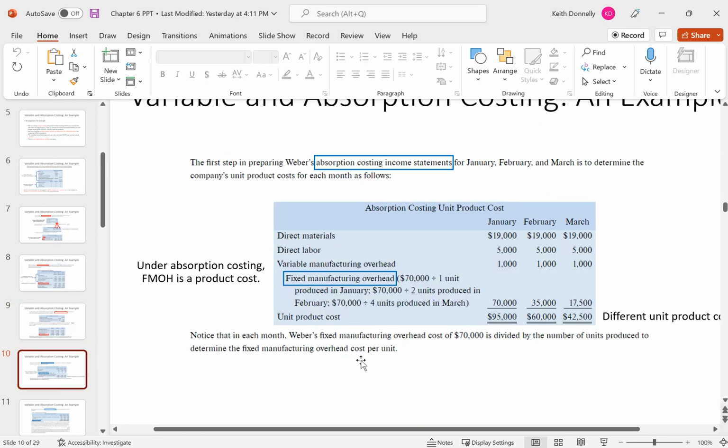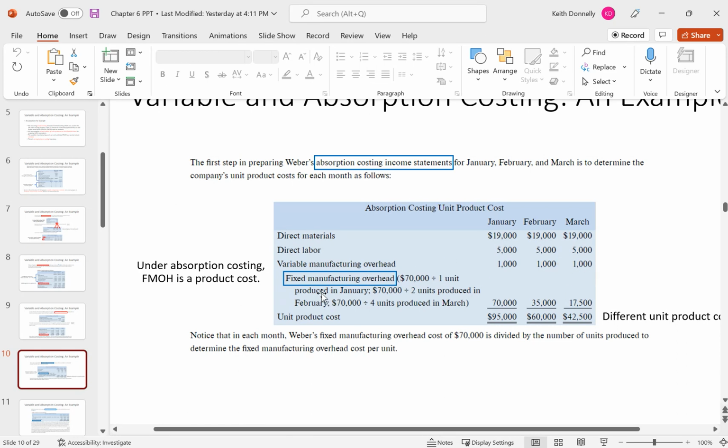All right, let's look here at the absorption costing income statement. We said that this is more like GAAP. It's traditionally used for external reporting. With this, the first step is to determine the company's unit product cost. So what we're going to do is look at our direct materials for each month, direct labor for each month, and our variable manufacturing overhead for each month.